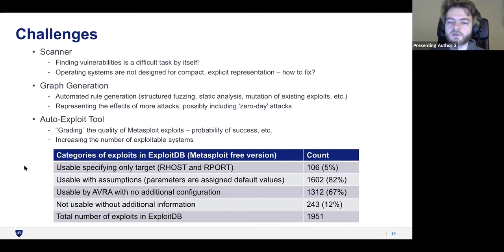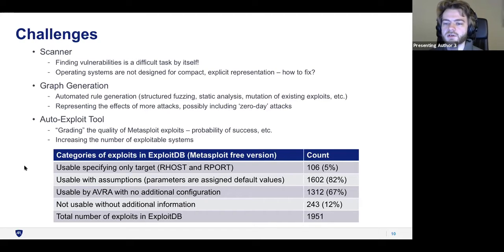Starting with the scanner, of course, because it's first. This drove home while we were building this how difficult finding a vulnerability is by itself. Just the task of deciding what is a vulnerability, where is that vulnerability present? Is it the fault of the software? Is it the fault of the architecture? So on and so forth is hard.